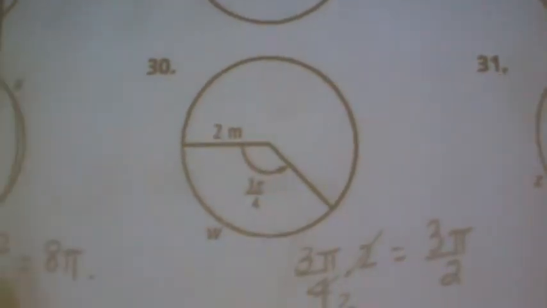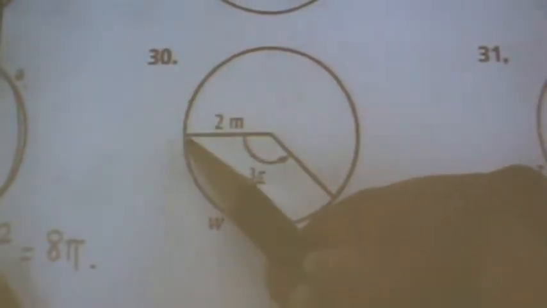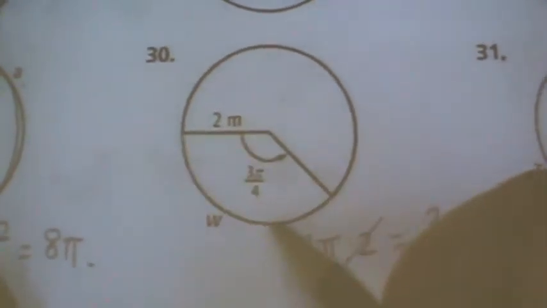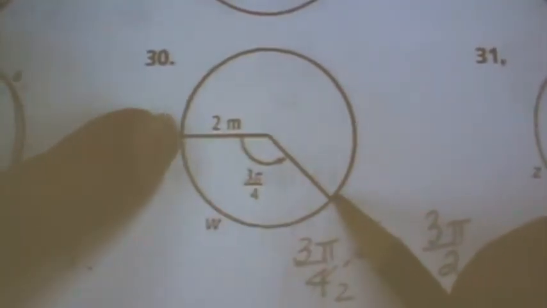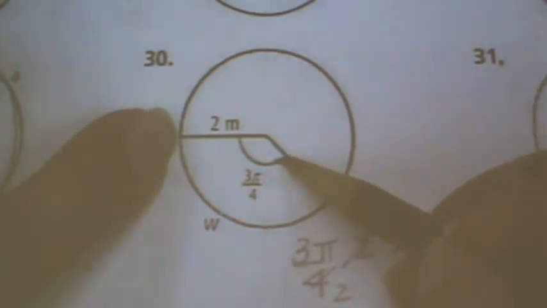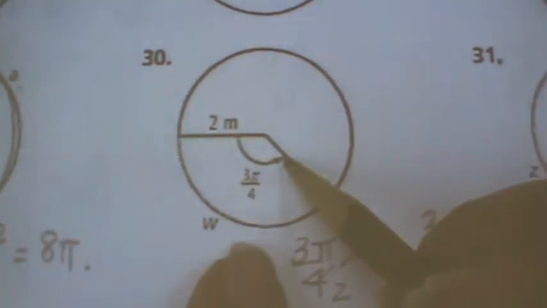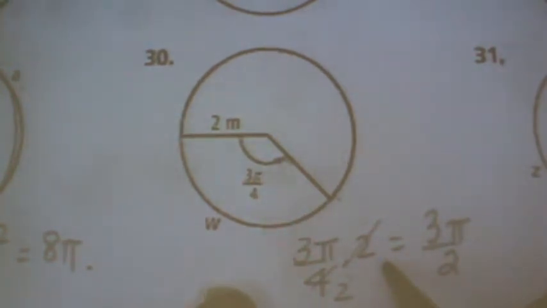Number 30, they want to know this arc, W from here to here. They made these easy. The central angle is 3 pi over 4, multiply that by the radius. 2 goes into 4 2 times, so it's 3 pi over 2.